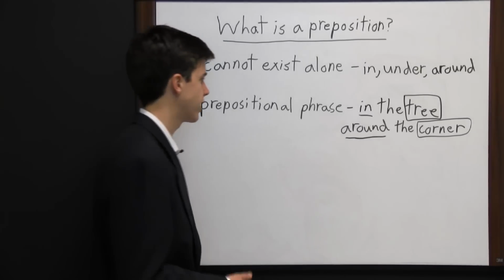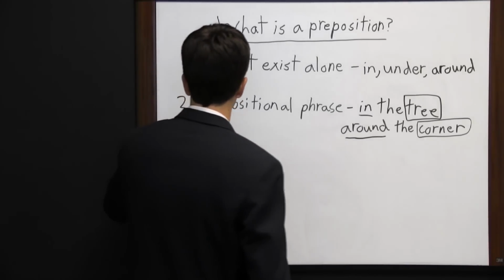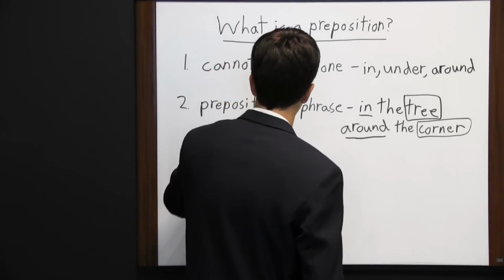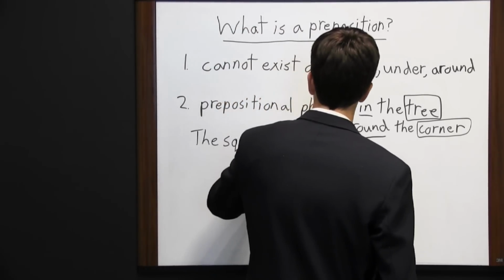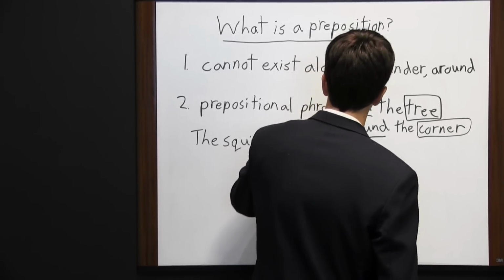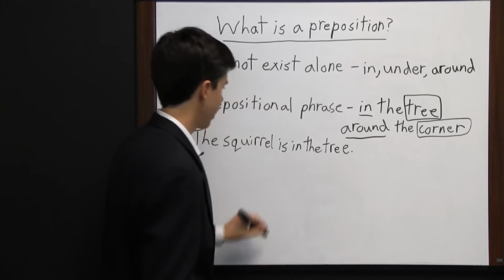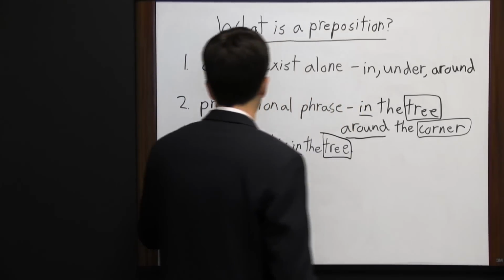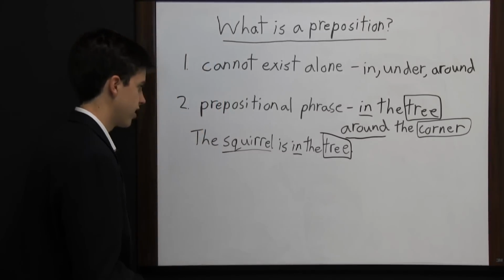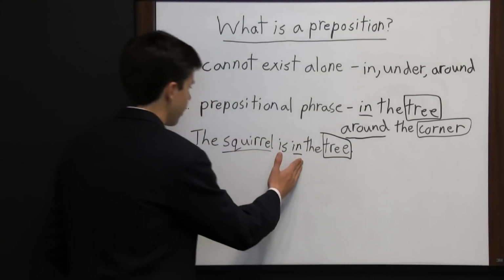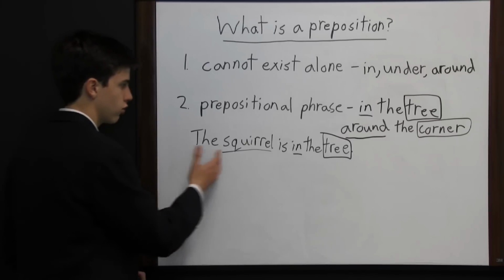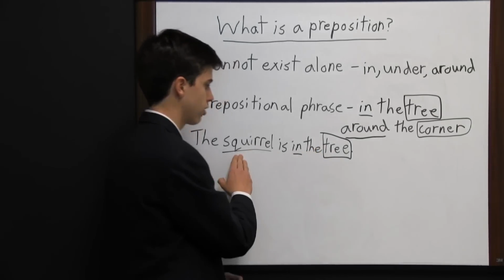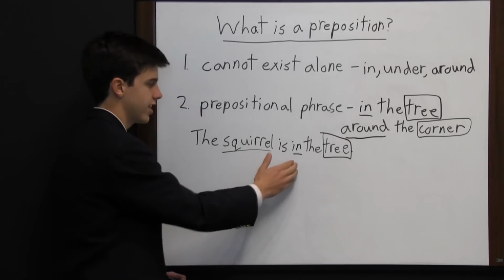So prepositional phrases just come in sentences, oftentimes at the end of a sentence. So we could say, the squirrel is in the tree. Here again, in is the preposition, tree is the object of the preposition, and squirrel is the subject of the sentence. So if we just have the preposition, this kind of leaves us hanging. We're wondering the squirrel is in what? So tree is the object of the preposition because it tells where the squirrel, or what the squirrel is in.